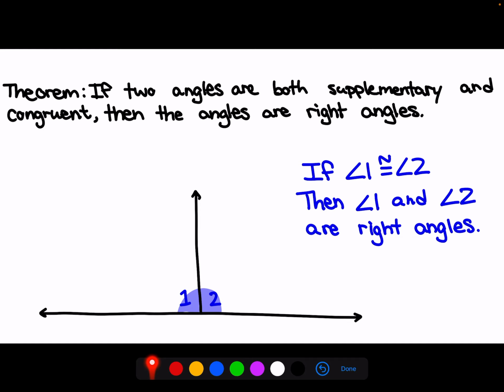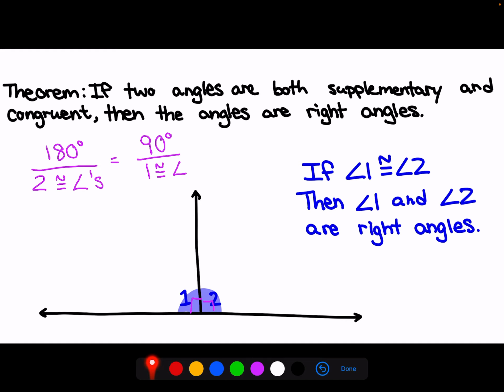So if these angles are also congruent, that means we have two congruent angles, and we can give 180 degrees to both of them. So 180 degrees per two congruent angles. If we reduce this down, this will give me 90 degrees per one congruent angle. That means each congruent angle that's shown has to be 90 degrees. So just keep that in mind. If you see angles that are not only supplementary, but also congruent, automatically they will be right angles.